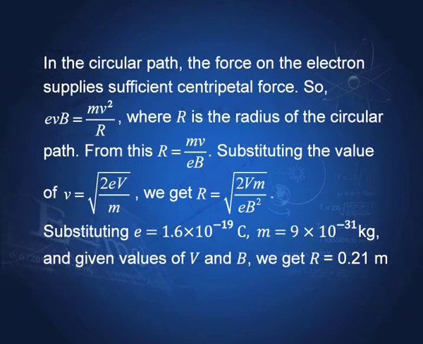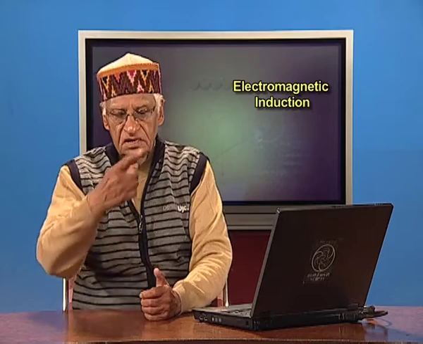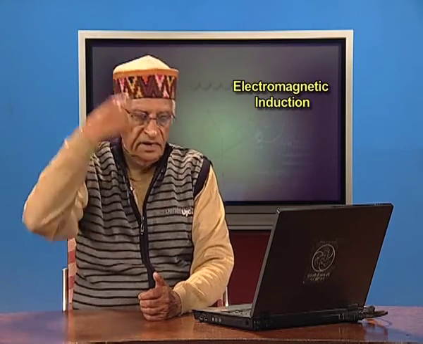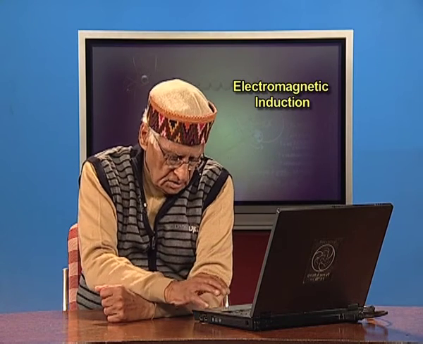v we found is square root of 2eV by m. So, we substitute v here, everything else is given. So, we can find r. So, r is 2Vm by eB squared, and substituting e and m, the charge and mass of the electron, and V is given, B is given. So, we can get r, which I calculated, and we found this equal to 0.21 meters. So, the electron would move in an orbit of 0.21 meter radius.